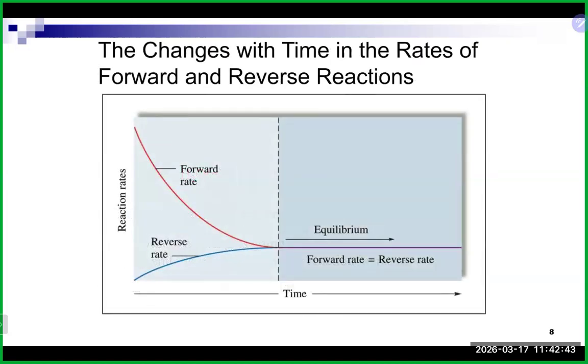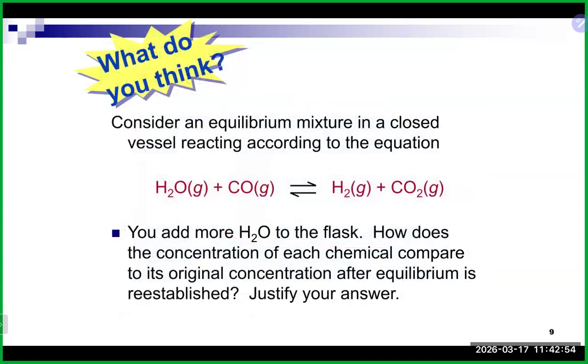So again, just graphically, when you look at that forward rate and that reverse rate, when they level out and are equal to each other, that is when chemical equilibrium has been reached. So let's take a look at this example here. If we have this system that's at equilibrium right now in a closed container, and we decided that we wanted to add some more water to the system, take a moment here and decide what will happen to the concentrations of everybody if I add more water.